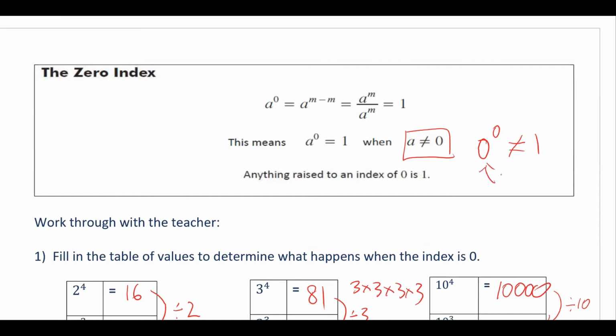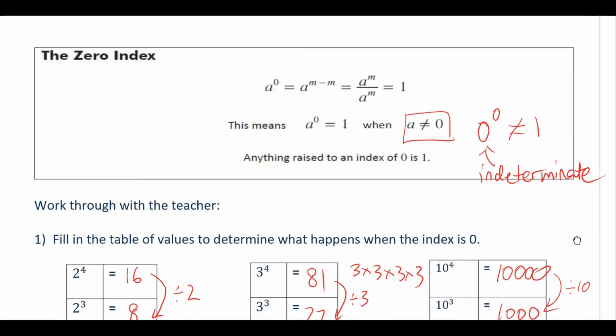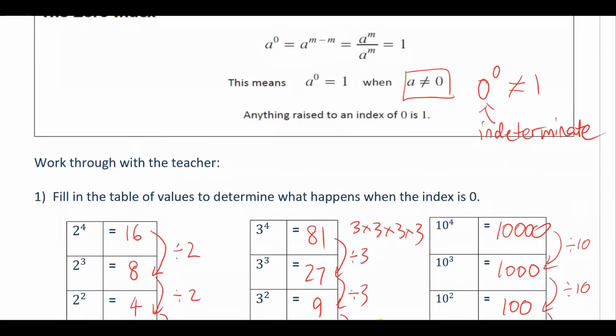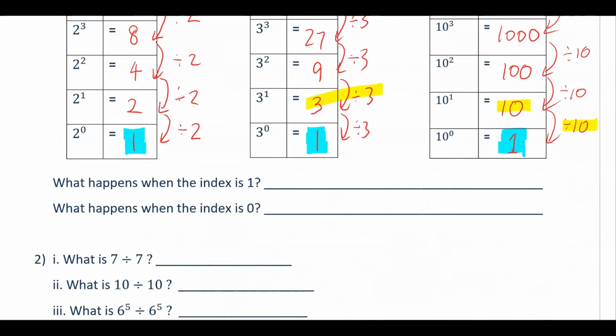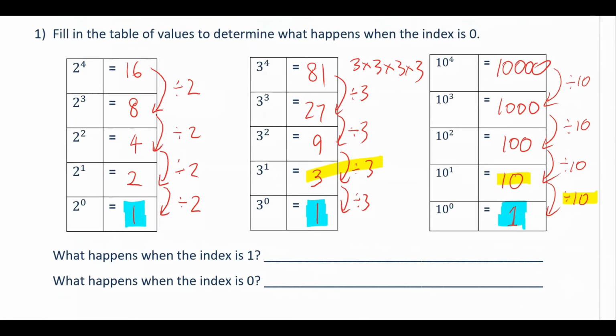In fact, we can't put a value to it. It's called indeterminate. So we can't determine what value it is. To explain that would take another lesson in itself. But for today, you'll just have to trust me on that. We can't use 0 as a base. All right, continuing down the worksheet.